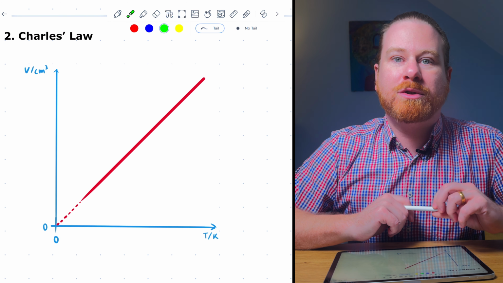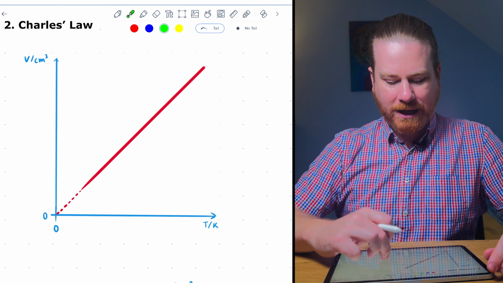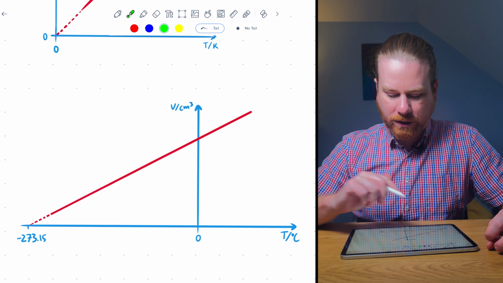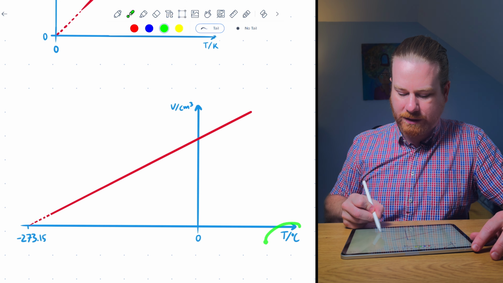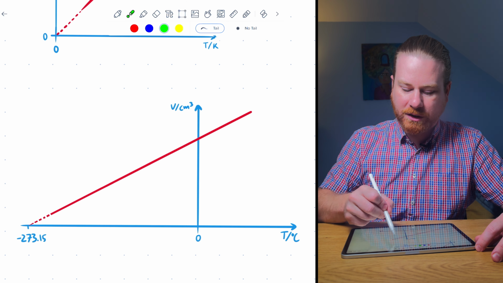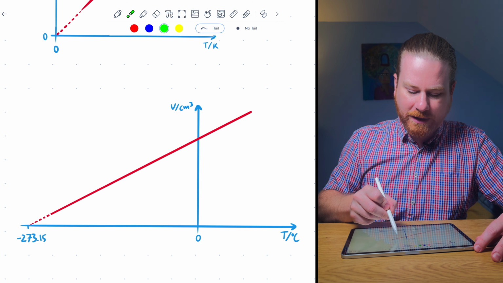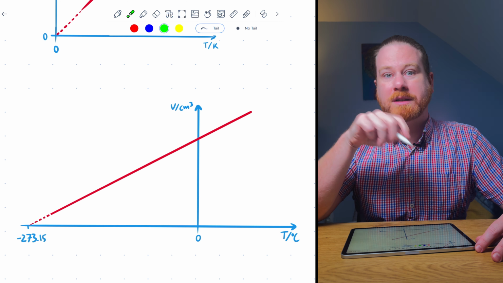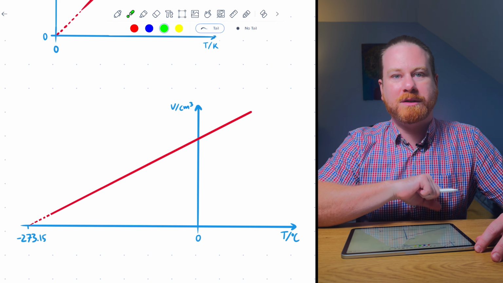This idea was used to give us the concept of absolute zero. If we look at this graph here, this is on the Celsius temperature scale. You can plot data here, then you can keep this line going all the way down until you get to this value here. This is the concept of absolute zero.